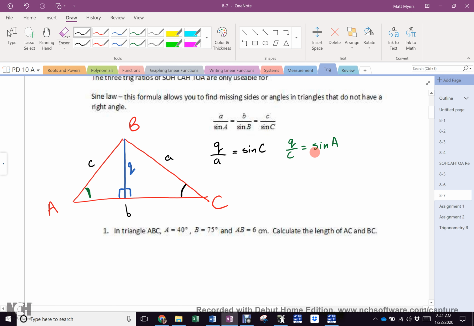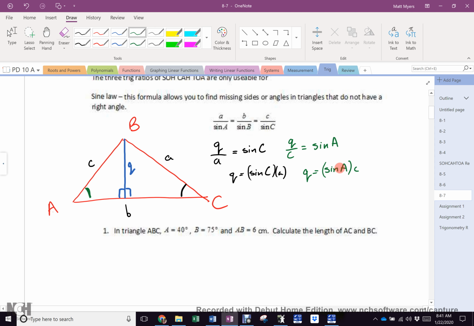Okay, now I want you to spot what is the same. Q, yay, we found it. Good job, Scooby-Doos. Q is in both of them, yes? Now, if I multiply both of these by A, I get Q equals sine C times A, correct? Everyone agree? Okay. Now, if I do that in green, I get Q equals sine A times C. Everyone agree?